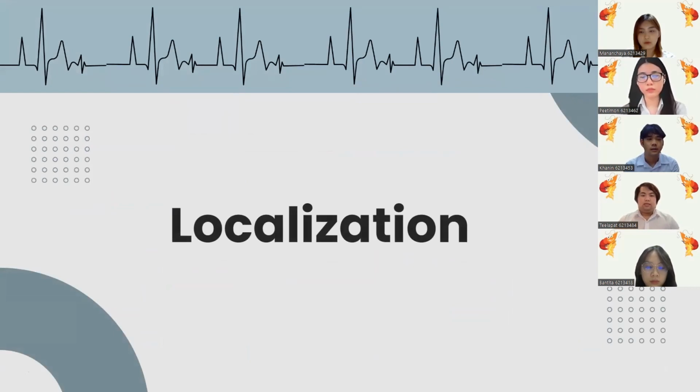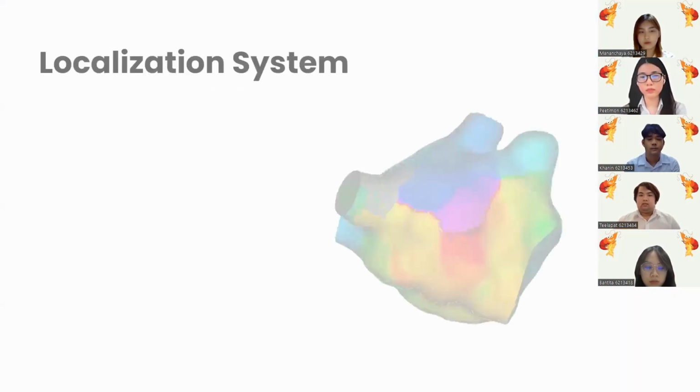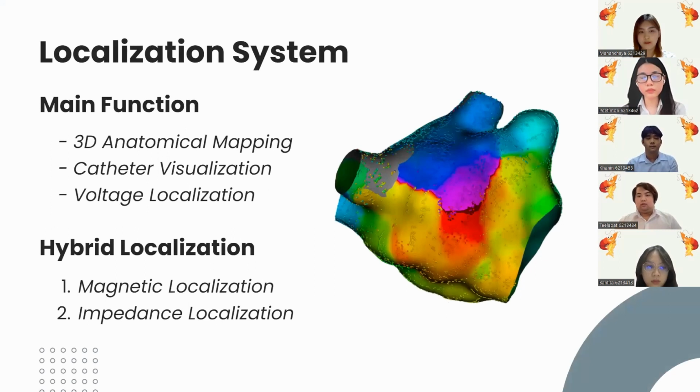So, for the localization system next, it is a system used to determine position and location. In cardiac mapping, the main functions of localization are 3D anatomical mapping, catheter visualization, and voltage localization. Conventionally, a localization system only relies on an electromagnetic tracking system, but nowadays localization systems are adopting a hybrid system, as it yields more accurate tracking. The hybrid localization consists of 2 main methods, which are magnetic and impedance.